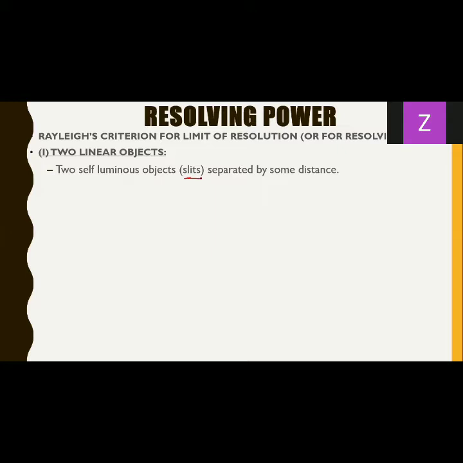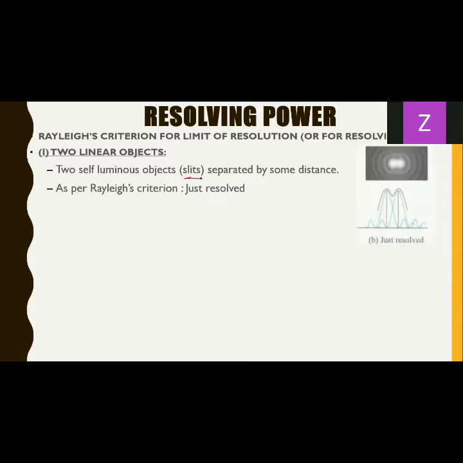Now, when they are separated by a certain distance, we know where to start. We start at the condition of just resolved. So when the condition is just resolved, what we know is this is the condition which needs to be achieved.